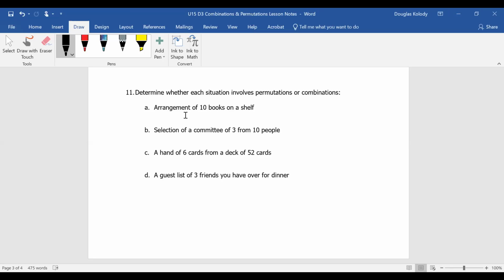So I'm going to say that the order is important there. I'm just going to say P for permutation on this one. Selecting a committee of 3 from 10 people, that's just a combination.